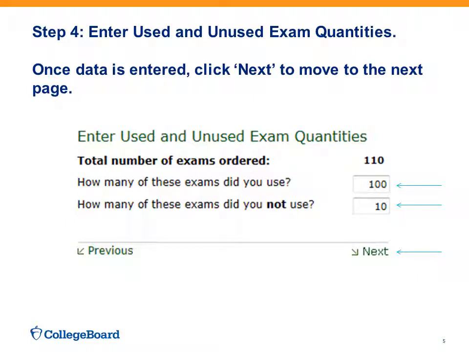So step 4 is to enter your used and unused exam quantities. Once that data is entered, you'll click Next to move to the following page. On this page you'll fill in just like you have in the past. You'll enter how many exams you used and how many of those exams were not used.